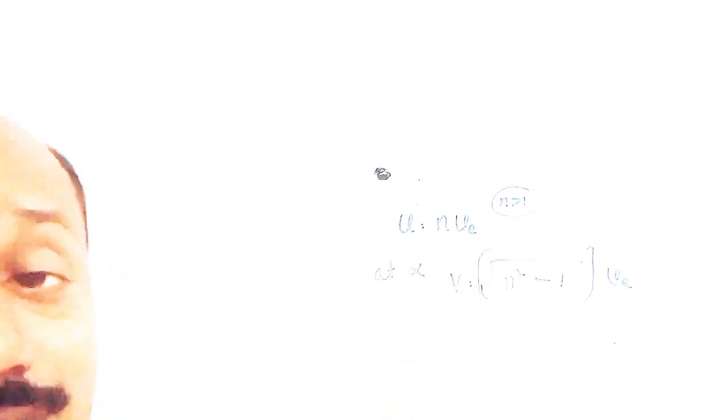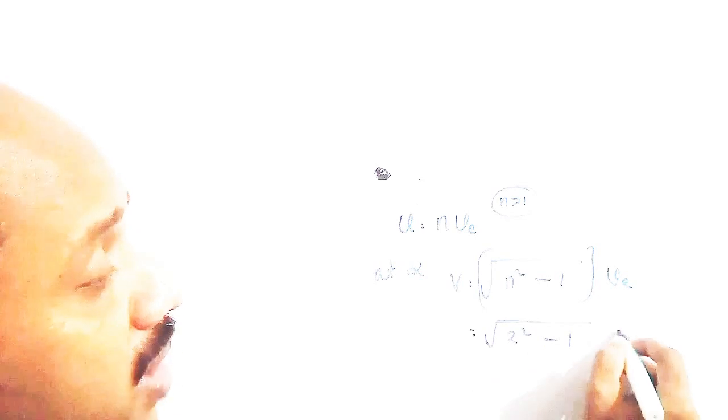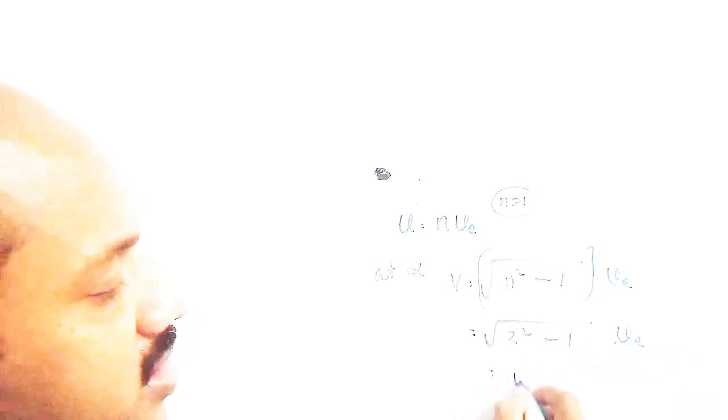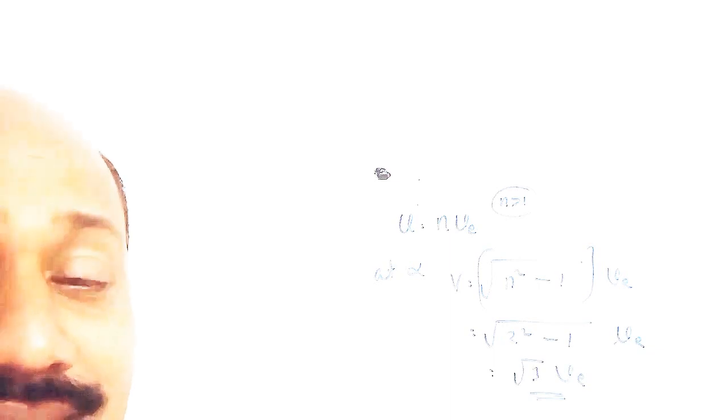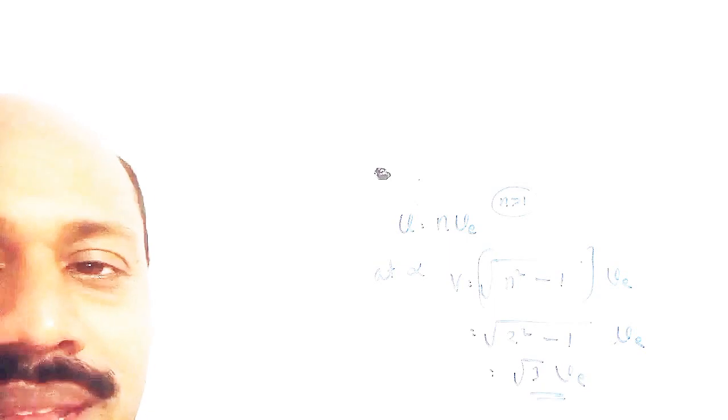Now here it is what? It is thrown with a velocity 2 times Ve, so it is root of 2 square minus 1 into Ve. Answer is root 3 Ve. Yes, answer is root 3. This is a shortcut equation for that. Better to remember it like that.